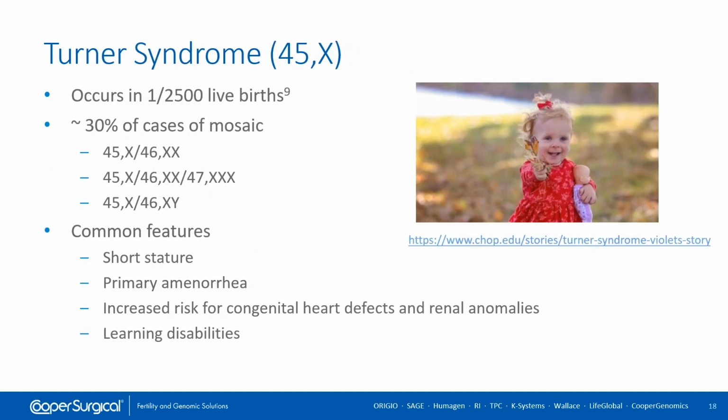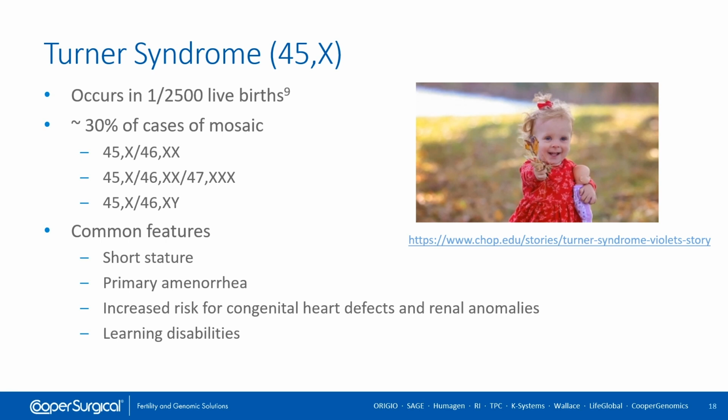Turner syndrome, also called 45X or even monosomy X, occurs in about 1 in 2,500 live births. About 30% of cases are reported to be mosaic, and I've listed here 3 examples of mosaicism that can occur with 45X. Some common features can include short stature, primary amenorrhea, an increased risk for congenital heart defects and renal anomalies, as well as the potential for learning disabilities.